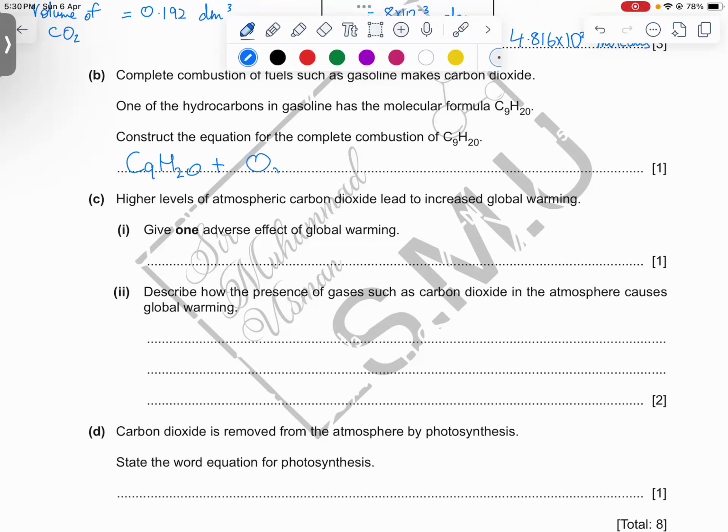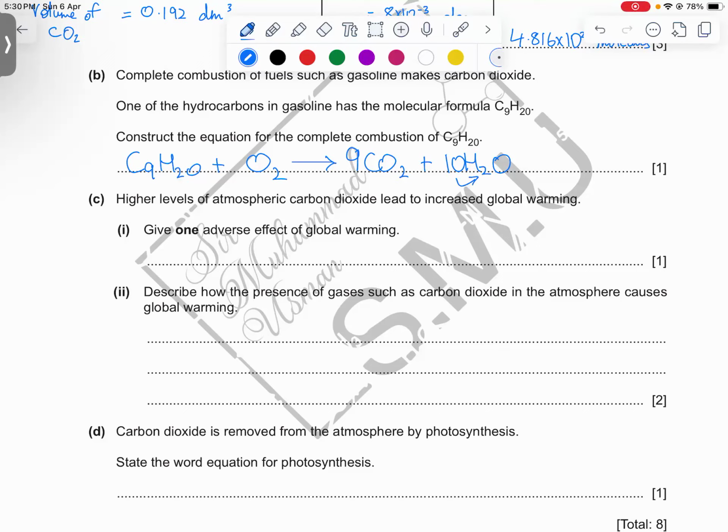You should always leave a space behind every element because you're going to have to balance it. Gives CO2 plus H2O. The rule for balancing is always balance carbons first. So we put a 9 over here because we want to balance carbons first. And then we balance hydrogens. So we put a 10 over here because we want to have 20 hydrogens.